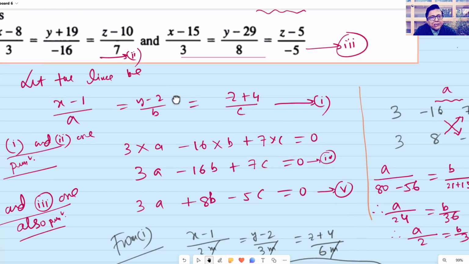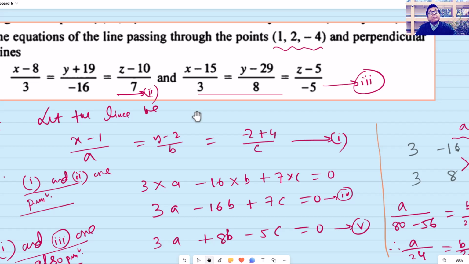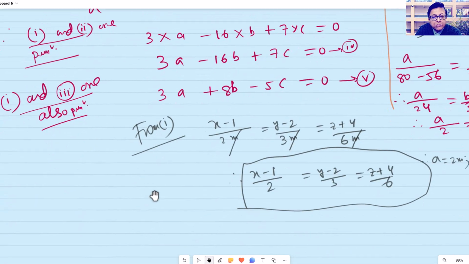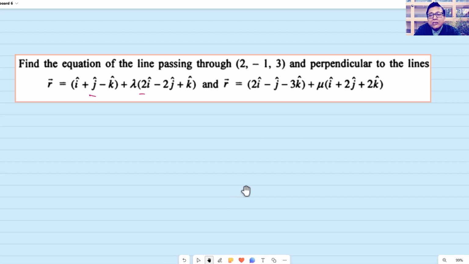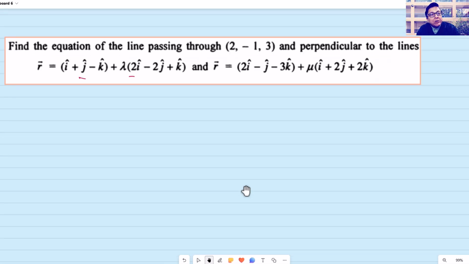Clear? Idea is clear? You could have done it by the use of the vector method also. Convert this one into vector form and then do it. No problem. Method is similar. There you can take the help of cross product. I am showing you this one. I have taken the vector form also so that you understand properly.